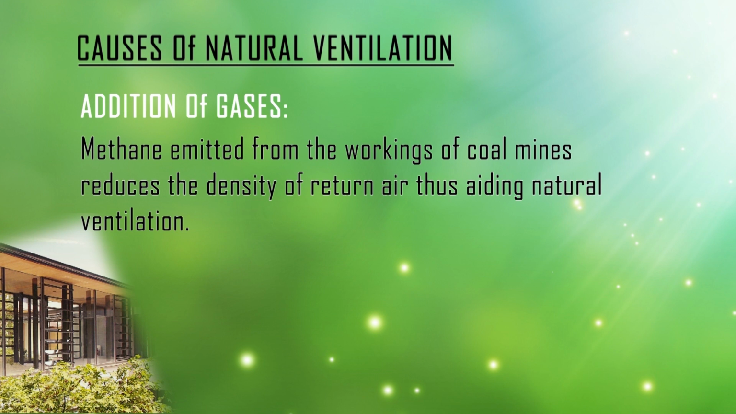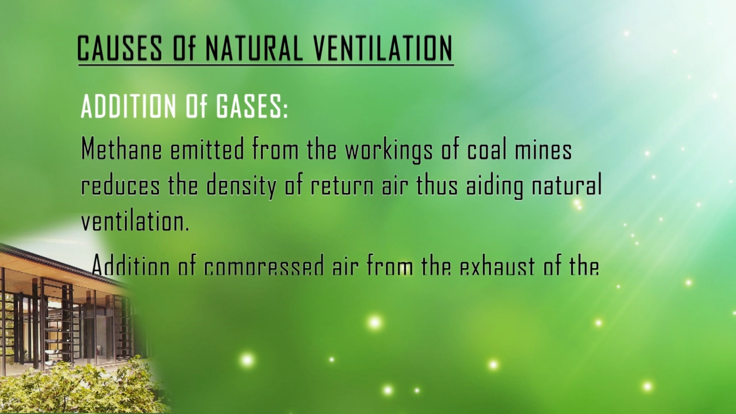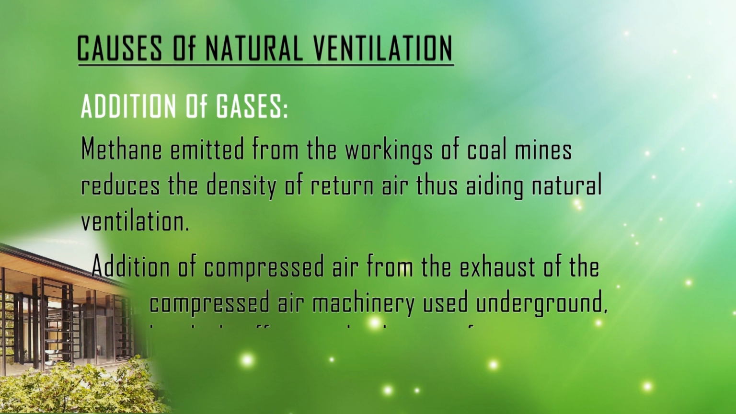Addition of compressed air from the exhaust of compressed air machinery used underground has an effect on the density of air, because the compressed air has more density. When it mixes with air, it causes the natural density of air to be high, which may cause reversal of the direction of movement of the air flow, and that is why there may be reversal of ventilation.